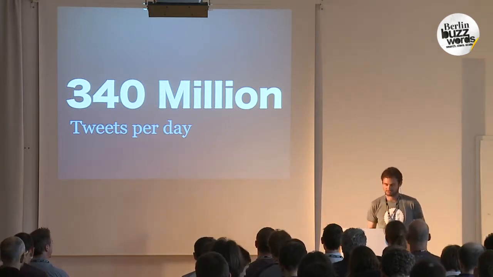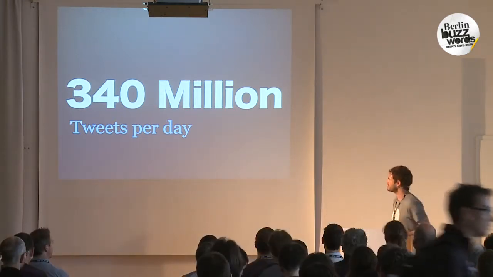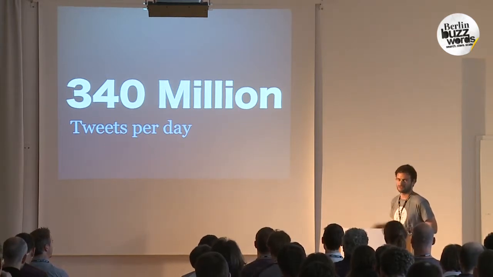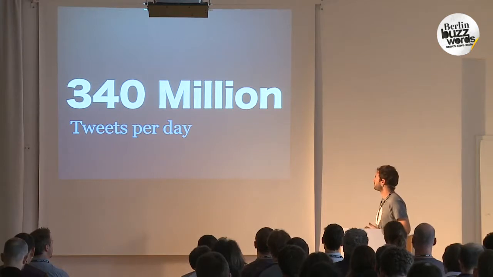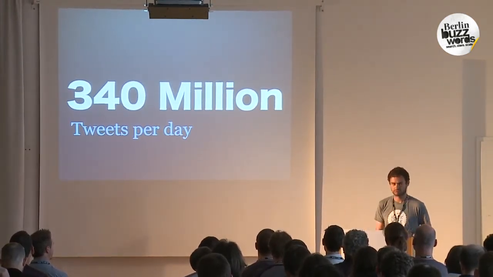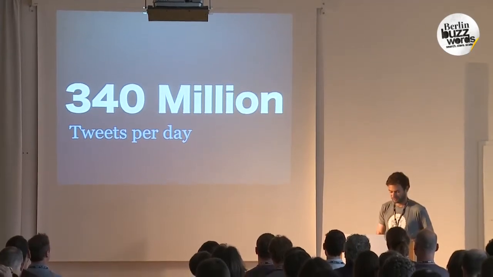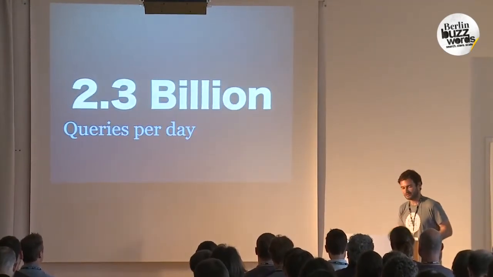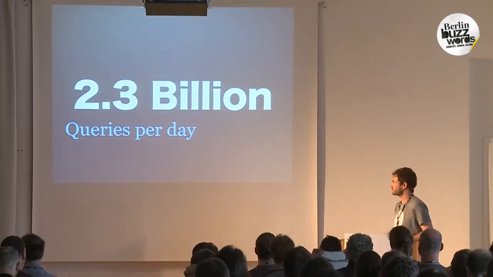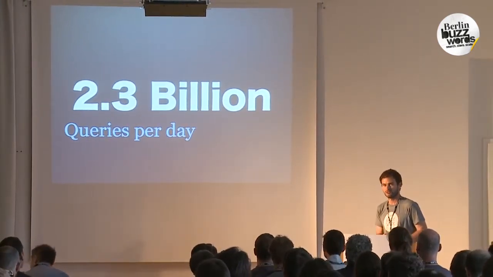Before I start the technical part of the talk, just a couple of slides about what numbers we have to deal with. So we get, this number's already outdated actually, but we get 340 million tweets per day. I think it's closer to 400 now. We have every day 2.3 billion queries, so that makes us, I think, in terms of number of queries per day, the second biggest search engine after Google.